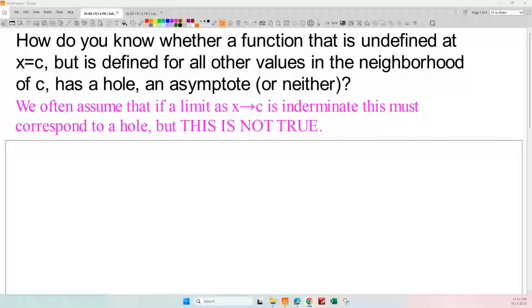Okay, so from last time, we were talking about infinite limits, right? So this kind of feeds into another idea. How do we know if a function is undefined for a certain number, because it causes us to divide by 0 when we try to evaluate directly? How do we know whether the function has a hole or an asymptote?